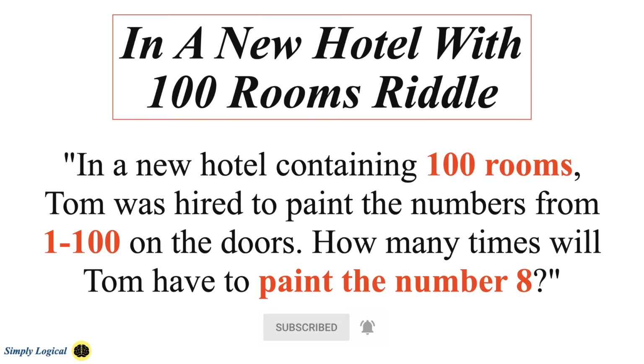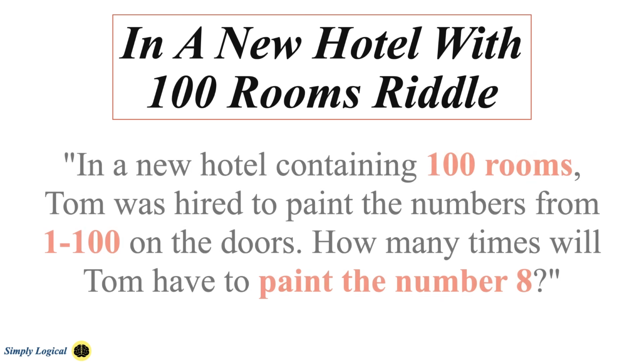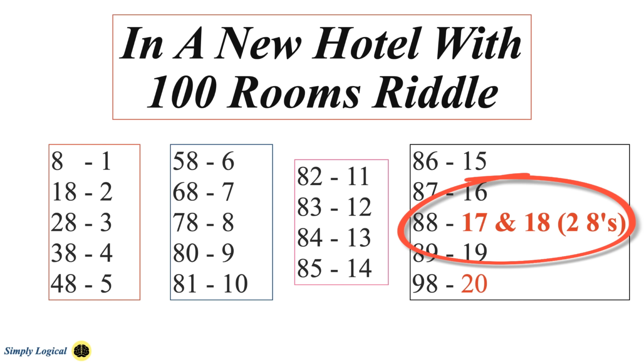Let me explain the solution now. The answer to this riddle is 20. Let me elaborate how we get the answer 20. Singling them out, the total number of 8s between 1 and 100 are as follows. While there may only be 19 numbers in total, it's easy to forget when determining your answer that the number 88 of course contains not one 8 but two 8s. And this is one of the most important points you must remember while solving these kinds of riddles.